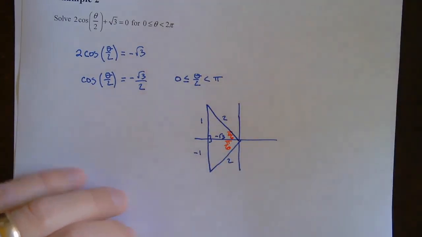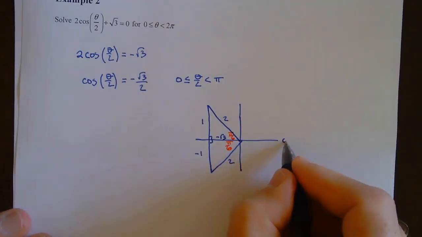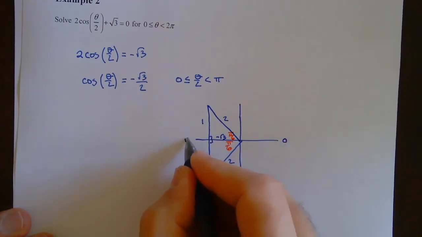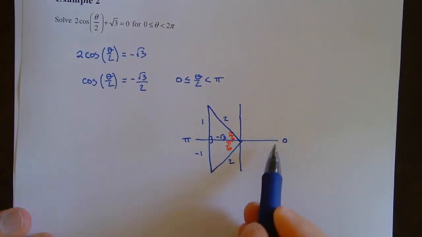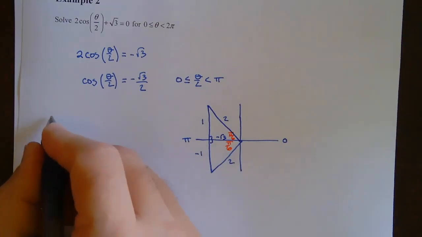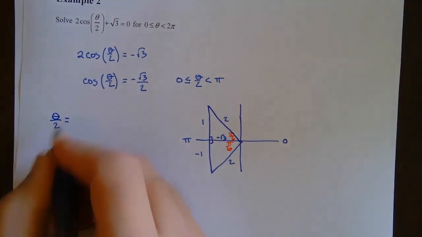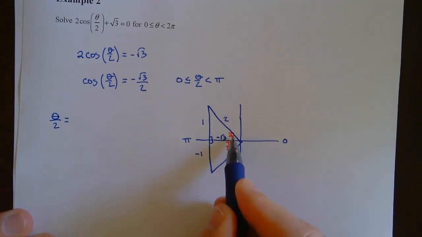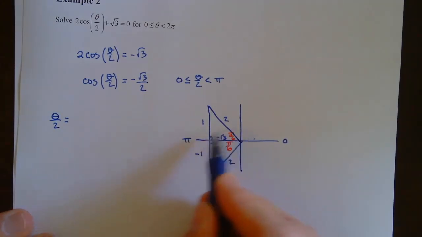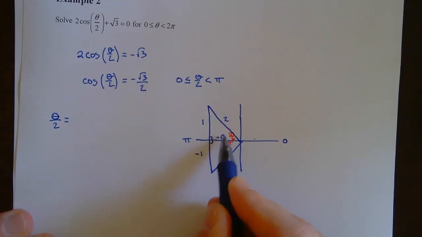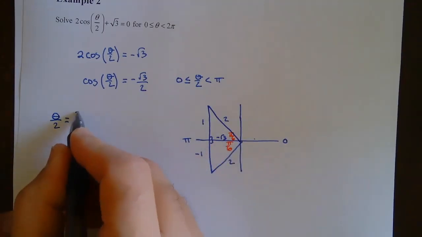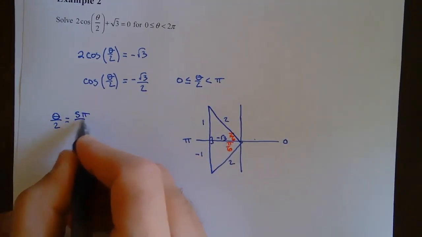All right, so now this is 0, and this is pi, right? Okay, so the only one we can use for this, so theta over 2, the only one we can use is this one, okay? And this would be 6 pi over 6, so I got to back up a pi over 6, so that would be 5 pi over 6, okay?